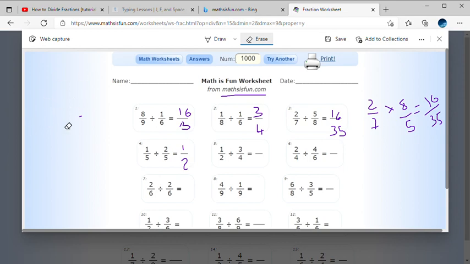Alright, number 5 is one half divided by 3 over 4. We change the sign to multiplication and reciprocate, so it's going to be 4 over 3. We simplify and then cross multiply. 2 goes into 2 once, and 2 goes into 4 twice. So it'll be 2 times 1, which is 2, and 3 times 1, which is 3.